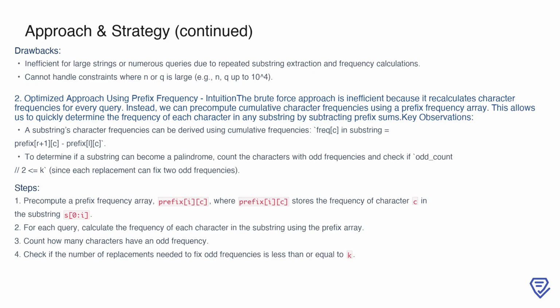Specifically, the frequency of a character C in the substring can be derived by subtracting the cumulative frequency at the start of the substring from the cumulative frequency at the end. Using these frequencies, we can count how many characters have odd frequencies and check if the number of replacements needed to fix these odd frequencies is less than or equal to k. This eliminates the need to repeatedly count frequencies for each query and drastically improves efficiency.